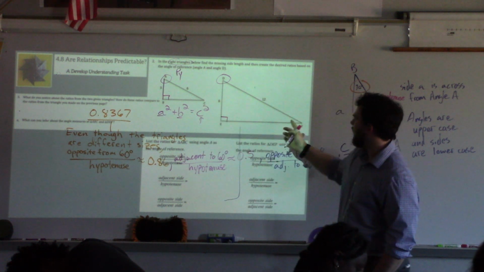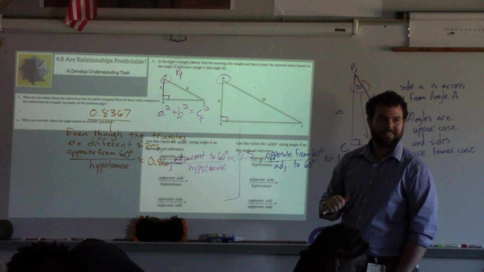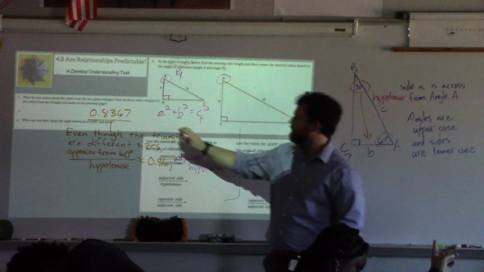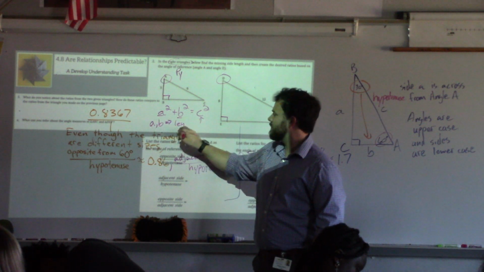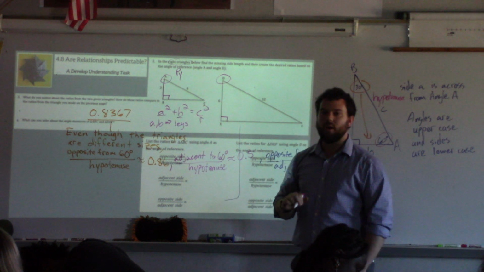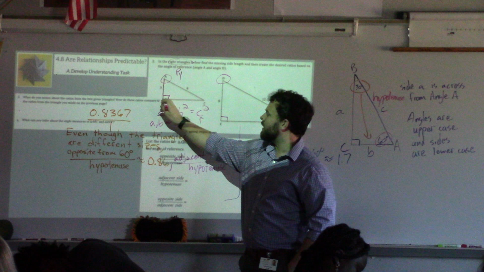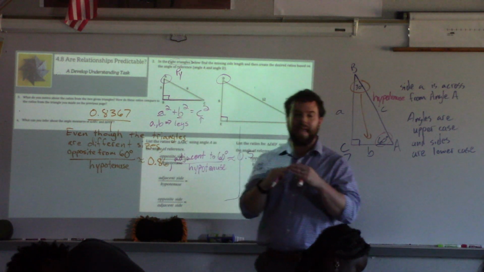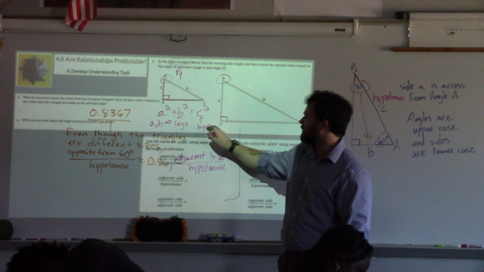So what about when I have D, E, and F? It's the same thing, just different letters. It would be D squared plus E squared equals F squared. A and B are the legs of the triangle. And what we mean by legs are the sides that make the right angle. And C is the hypotenuse.